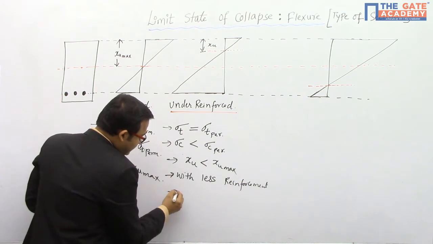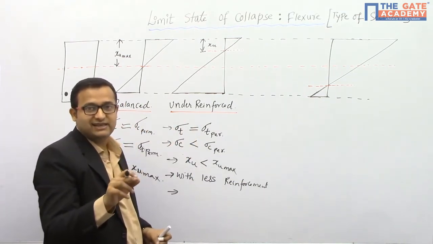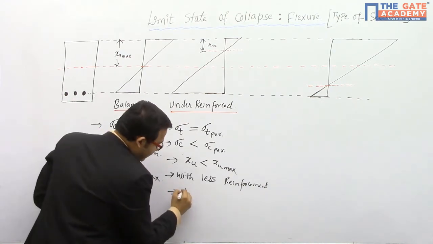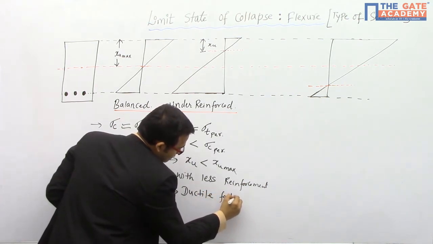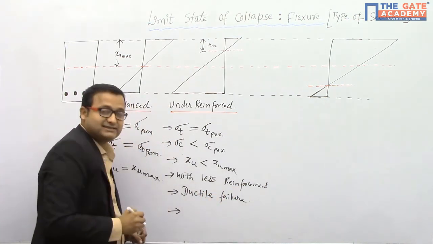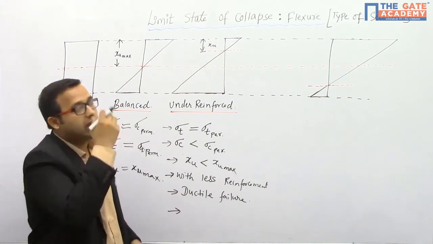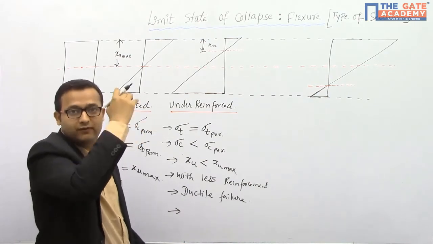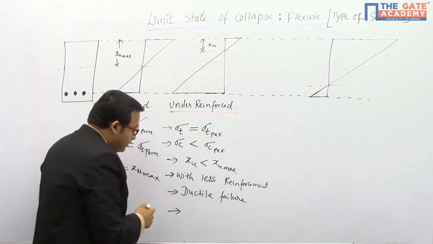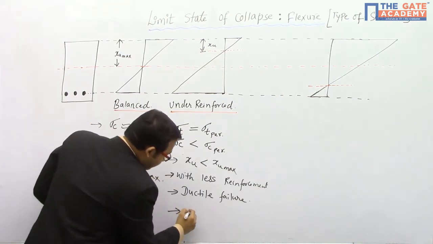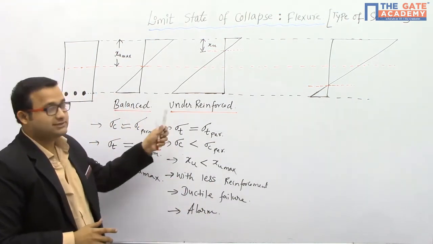Now, next is, if it is an under reinforced section, I know steel will fail first, and steel is a ductile material, so the failure type is ductile failure. And the next is, if it is a ductile failure, I will be getting the alarm. I will come to know anytime the structure may collapse. Why? Because the steel fails. So I can run and get the alarm. That's why we get the alarm here. So I can write alarm. This is called under reinforced section.